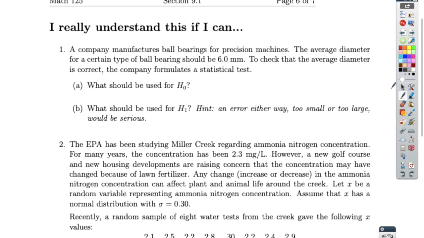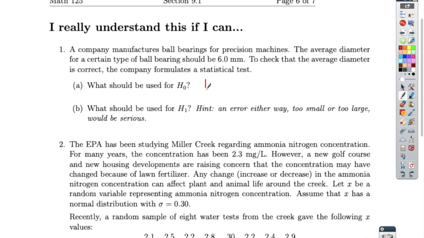Number one says a company manufactures ball bearings for precision machines. The average diameter for a certain type of ball bearing should be 6.0 millimeters, so exactly 6 millimeters. To check that the average diameter is correct, the company formulates a statistical test. First question, actually all this is asking is for the null and alternate hypotheses. We won't actually do a test quite yet.